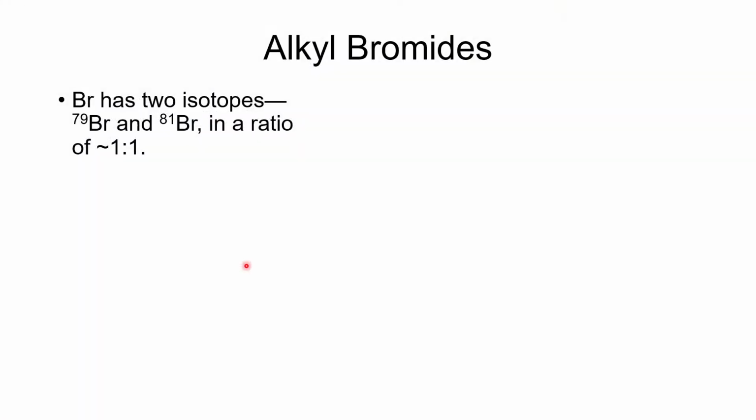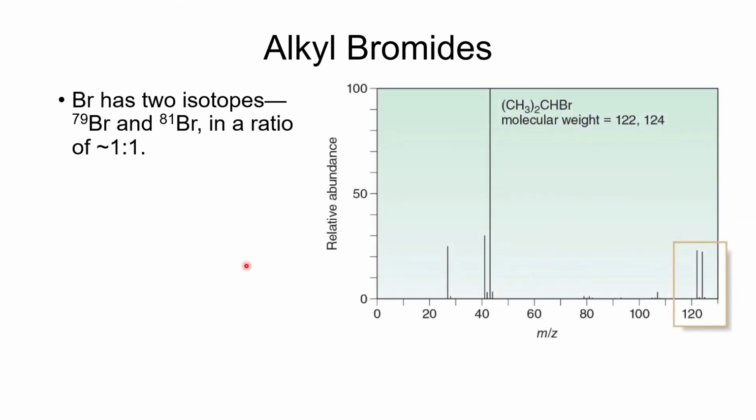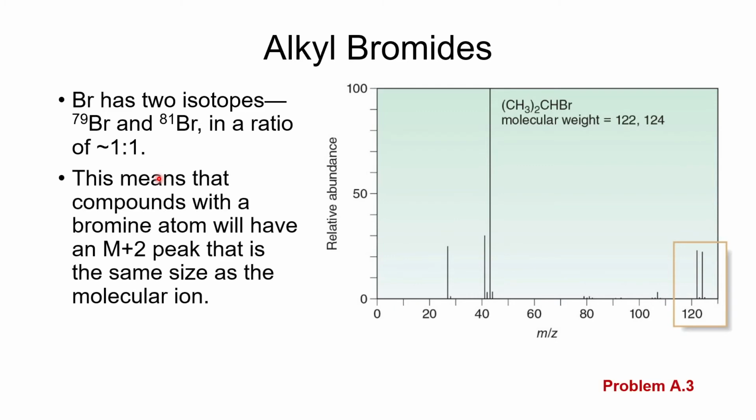So bromine has two stable isotopes. Again, they're 79 and 81, but it's almost a perfect 1-to-1 ratio. That means when you observe the molecular ion, you will have almost two equal sized peaks, where the first peak is just a smidge taller than the second peak. So you'll have a molecular ion and an M+2 peak that are approximately the same size.